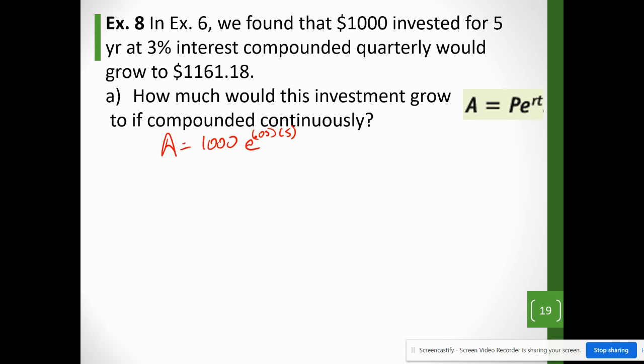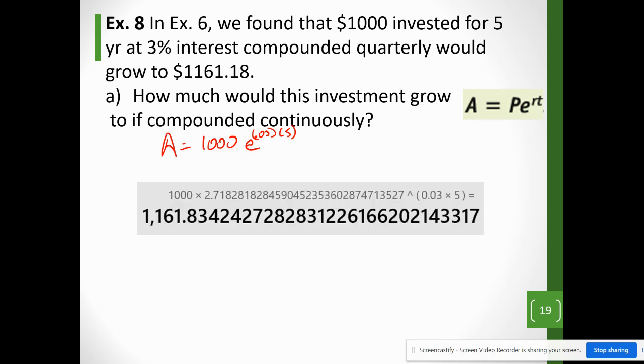So I literally want to type this in. I'm just going to type this in. 1,000 times e, but my calculator recognizes it as 2.718. But that's e. So if you notice, I have 1,000 times e, and inside parentheses for my exponent I did 0.03 times 5. So I just typed it as it is on the calculator.